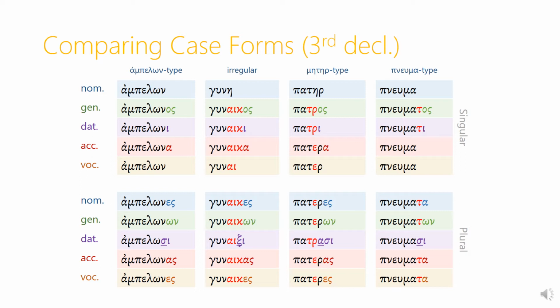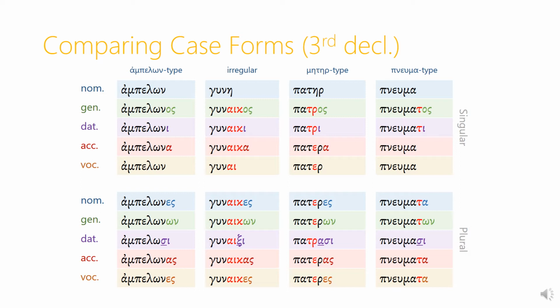Notice that the kappa at the end of the real stem and the sigma of the dative plural ending have combined to make one letter, a xi. And that'll happen fairly consistently if that C ending comes up against a final kappa. But then the accusative forms, if you remember, are gunaikas and gunaikes.